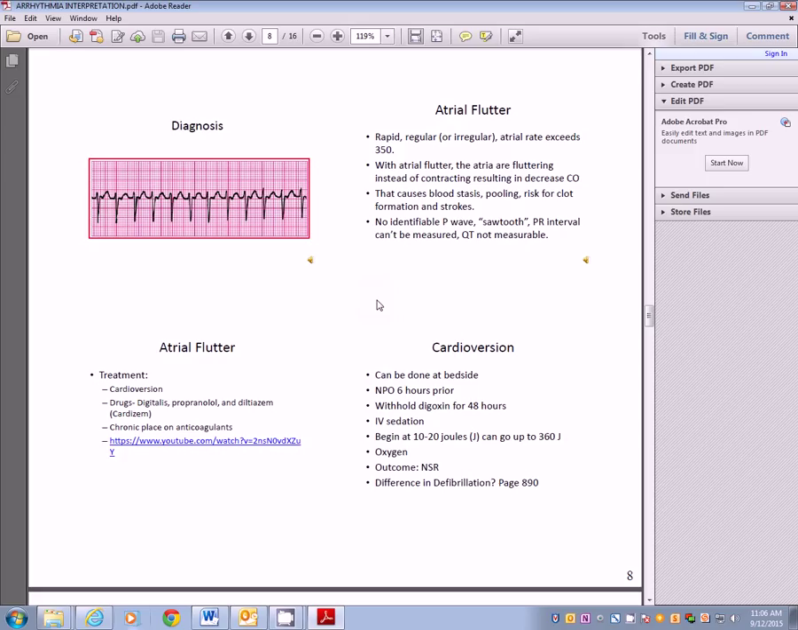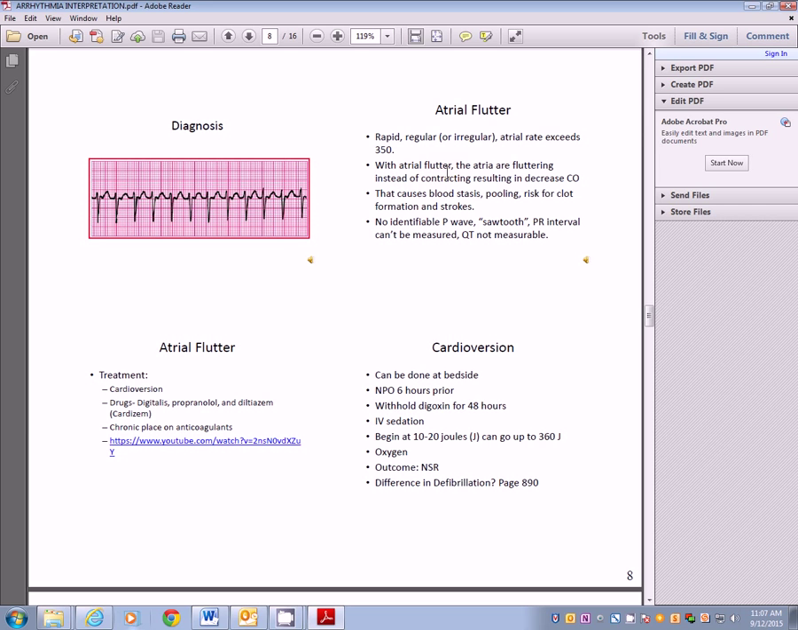All right, the two other common ones that you're going to see is atrial flutter and atrial fib, okay? Atrial flutter is regular, okay? It can be irregular, but almost always atrial flutter is regular. It's a rapid, regular atrial rate that can exceed up to 350, and you usually can't get a true count of it. So with counts, you usually just put none.